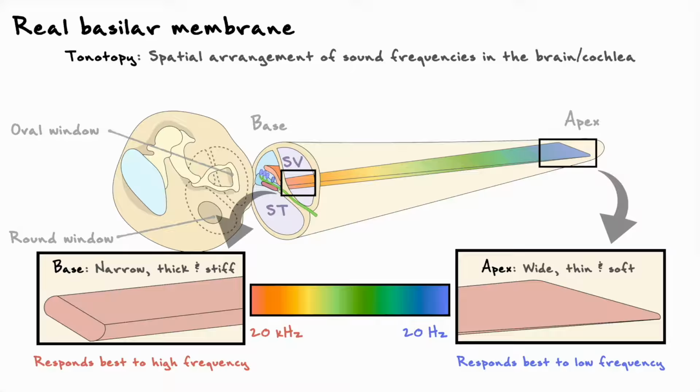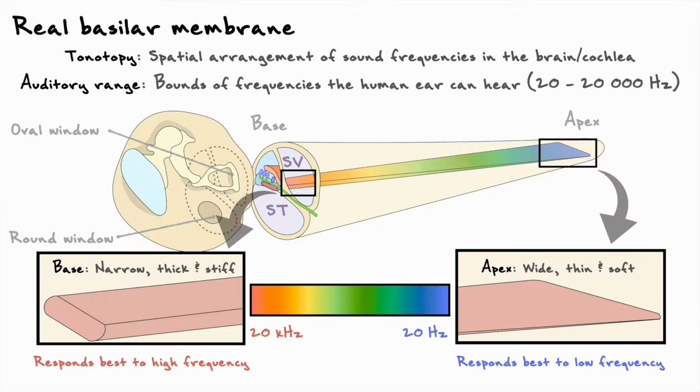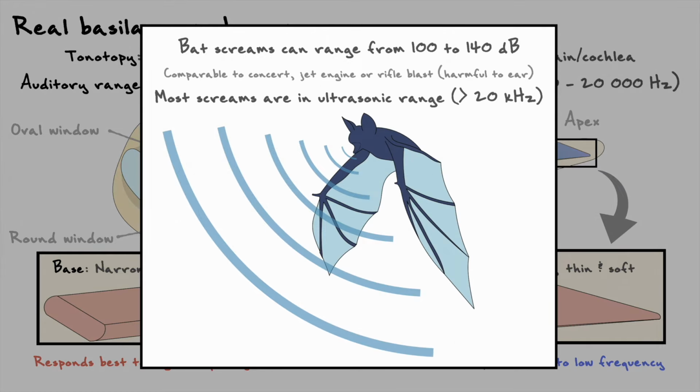Now, an important consequence of this tonotopy is that the bounds of frequencies, so 20 Hz to 20 kHz, represents our auditory range. Accordingly, anything outside those frequencies will not be heard no matter how loud it is. For example, bats, which use echolocation to navigate and hunt in their environment, produce screams that can range from 100 to 140 decibels. Sounds of this amplitude in our auditory range are comparable to concerts, jet engines, and rifle blasts.